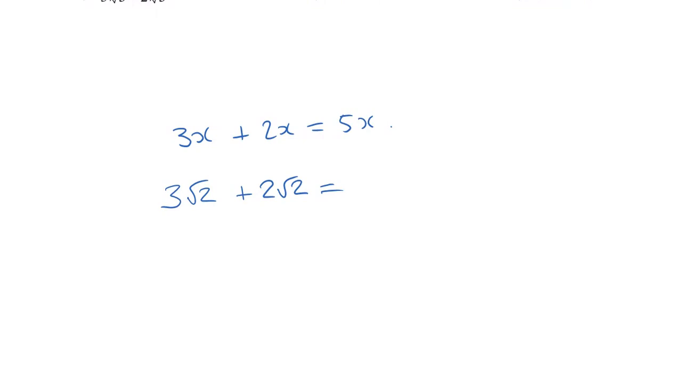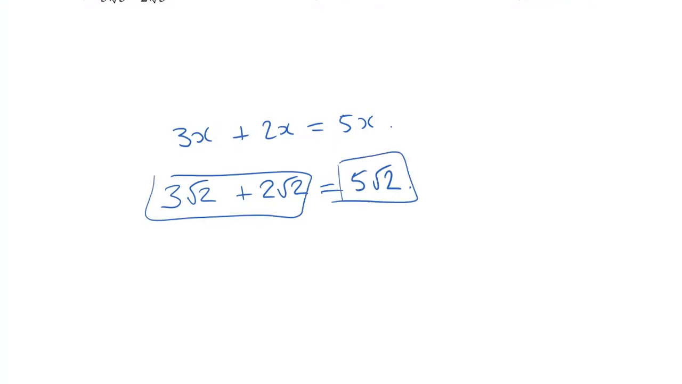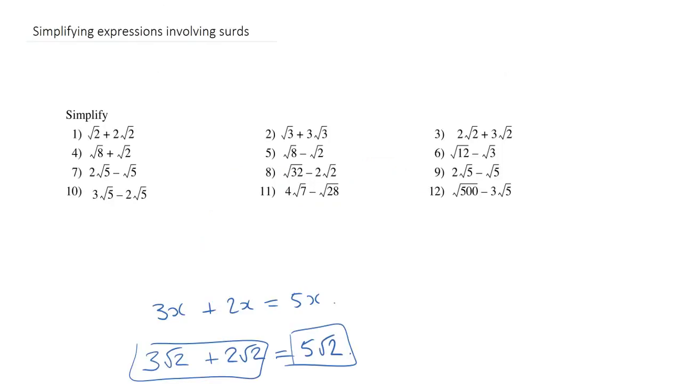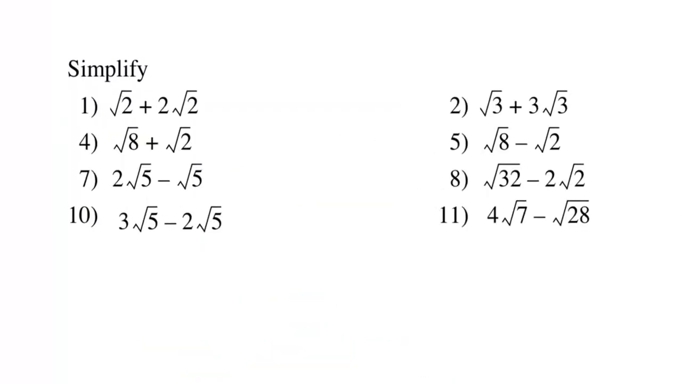Well, just like above, it is going to be 5 square root 2. We can treat the square root 2's like an x, like a number, like a line of algebra. Okay, we can collect them up. So this technique is really important. So let's take a quick look at some examples that involve that.